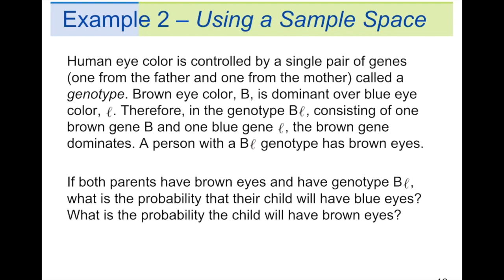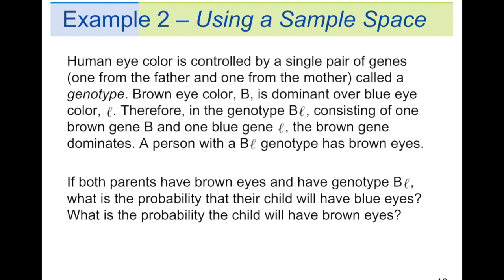Here's another example of it. Human eye color is controlled by a single pair of genes, one from the father and one from the mother, called a genotype. You may have learned about this in biology. Brown eye color, B, is dominant over blue eye color. Therefore, in genotype brown-blue, consisting of one brown gene and one blue gene, the brown gene dominates. A person with a brown-blue genotype has brown eyes. So you'd need 2 blues in order to get blue eyes, but any other gives you brown eyes.